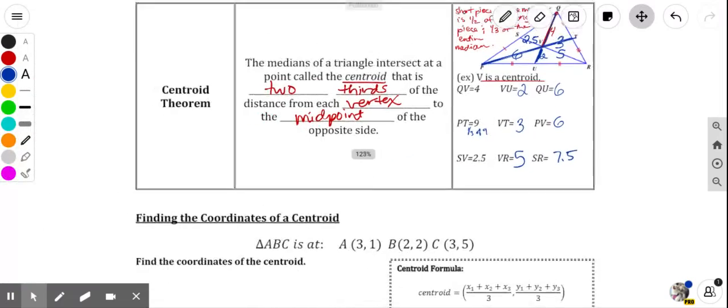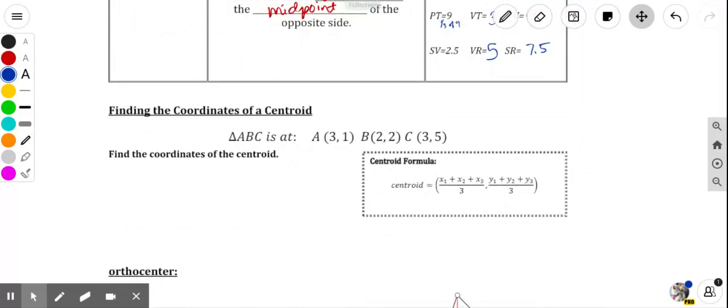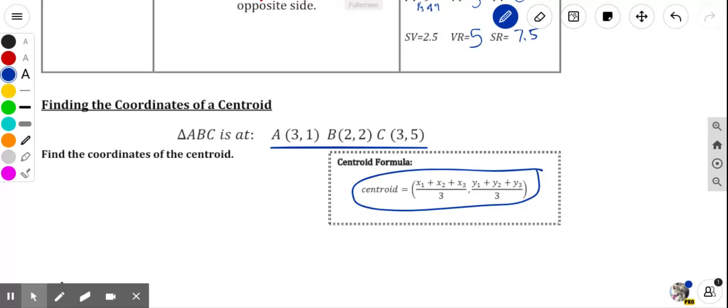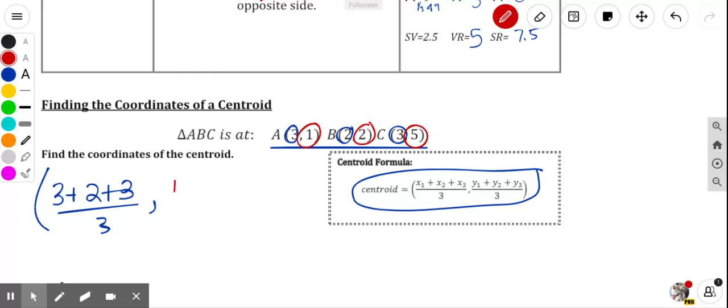Okay, the next thing we're going to do is the centroid formula. Sometimes we give you ordered pairs that make a triangle, and we ask you to find the coordinates of the centroid. This is the centroid formula. It's sort of like the midpoint formula, except there are 3 points. So you're going to add the x's, divide by 3, add the y's, divide by 3. So here are my x1, x2, x3. I'm going to add those: 3 plus 2 plus 3 over 3. And then my y's, 1, 2, 3. So 1 plus 2 plus 5 over 3.